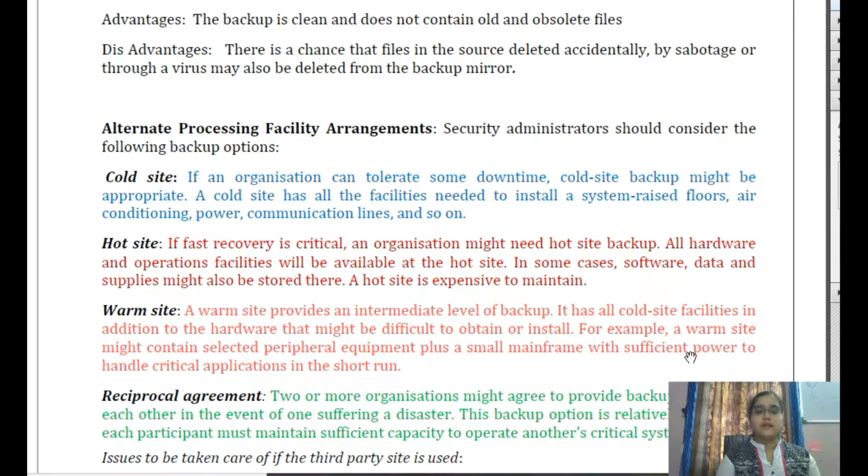Then what is a warm site? The warm site will be in between the cold and hot site. It will have all the facilities of a cold site as well as a few facilities of the hot site. Like it may have the cold site facilities like raised floors, air conditioning, power equipment. It also has some hardware, like a small mainframe system, so that you can connect to it and start your activities.